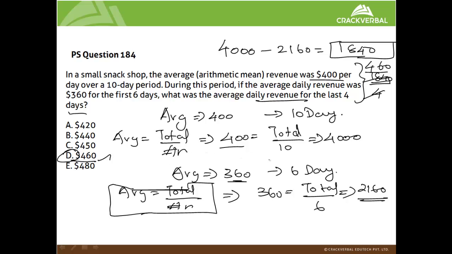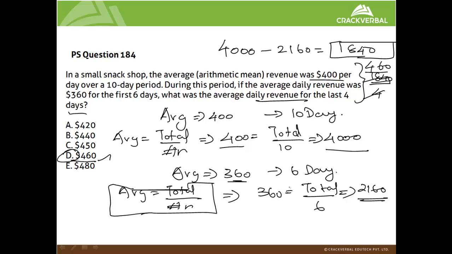Just know the definition of the average. The total value for the 10 days was supposed to be 4000, but in the first 6 days they are getting only 2160, because they are averaging only 360 every day. So the remaining they have to earn is 1840. The revenue has to be definitely more than 360. There are 4 days remaining, so each day they have to earn 460. So that's it. The answer has to be D.